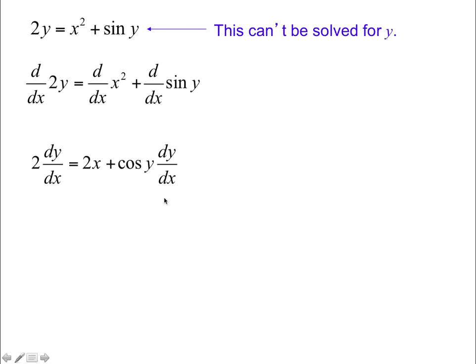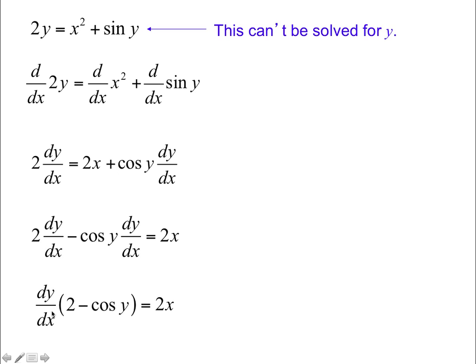Now step 2 says collect the dy dx terms. I'm going to move this cosine y dy dx to the left-hand side. And so if I do that, that means I'm subtracting cosine y dy dx from both sides. So it looks like this, 2 dy dx minus cosine y dy dx equals 2x. So now that I've collected all my dy dx terms over here on the left, I can factor out a dy dx. So if I remove these from each term, then what's left is the 2 minus cosine y in the brackets. And that equals 2x.